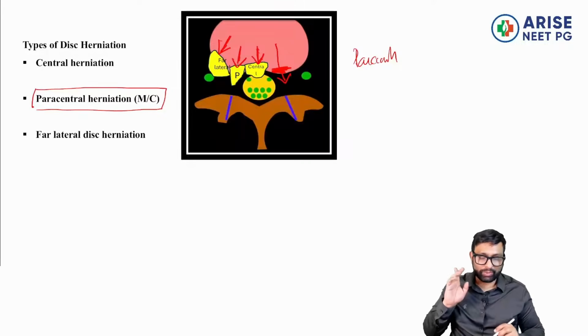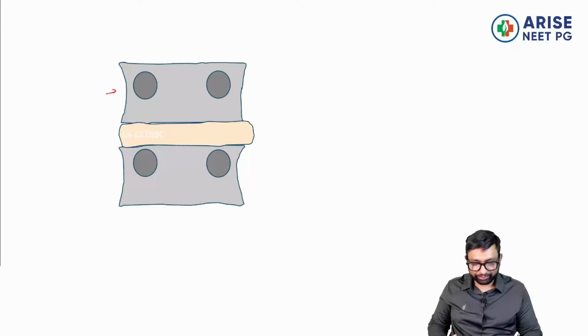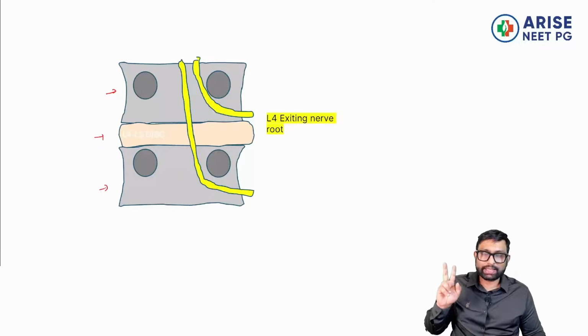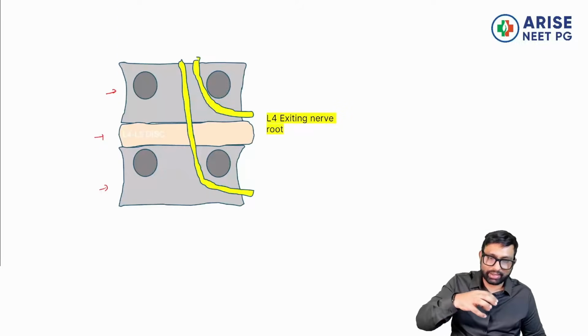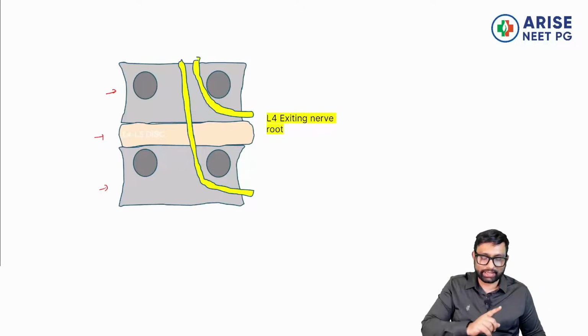Okay, we've understood one fact. Then let's understand why that is important. Why is it important to know whether the disc is central, paracentral, or far lateral? Because if you look at the nerve roots, say for example, this is L4, L5. This is the L4, this is the L5 vertebra, and this is the L4, L5 disc. In here, you will have two nerve roots. One is this nerve root, another is this nerve root. The exiting nerve root comes out right under the pedicle of L4 and goes out through the foramen. That is called the exiting nerve root.